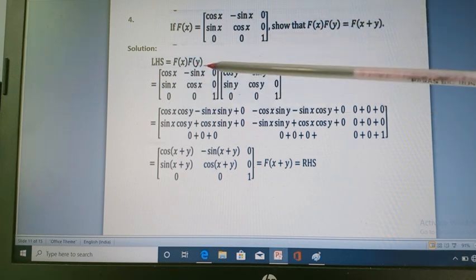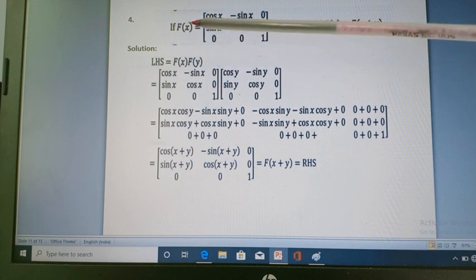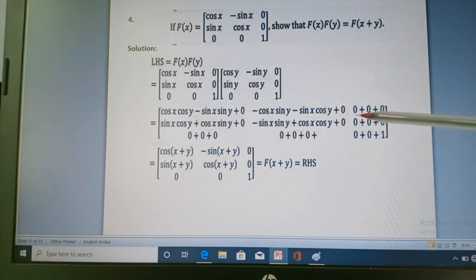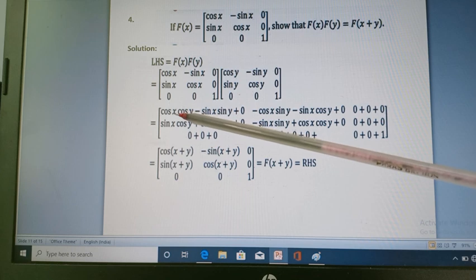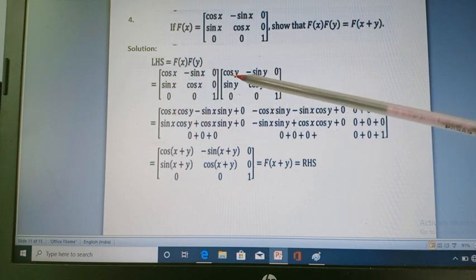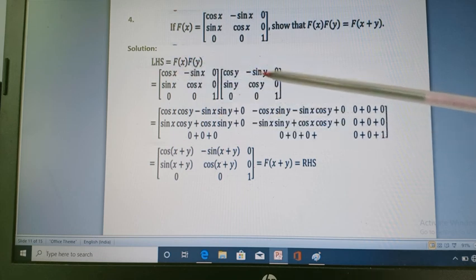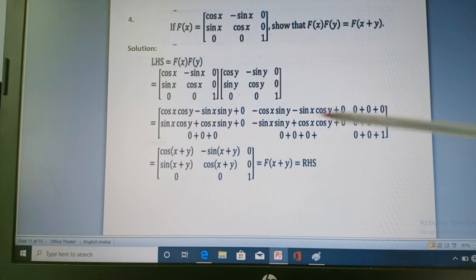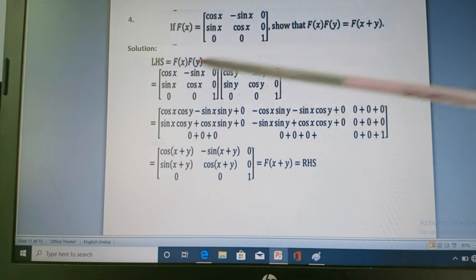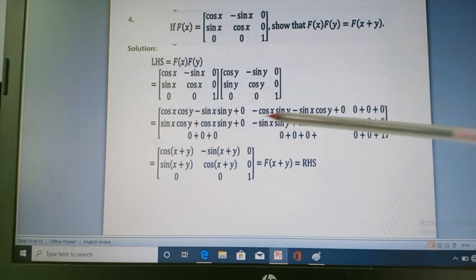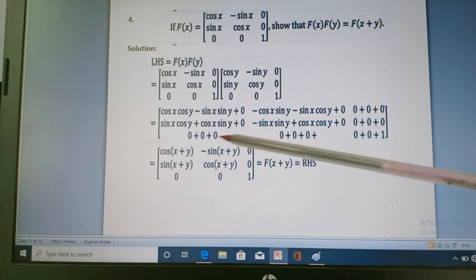So first to do the left hand side, we multiply f(x) into f(y). f(x) is given, and f(y) we get by putting the value of y in place of x. After multiplying these two matrices by using the multiplication law, the first entries will be cos x into cos y, sin x into minus sin y, 0 into 0; cos x into minus sin y, sin x into cos y, 0; 0 into 0, then cos x into 0, minus sin x into 0 becomes 0, and 0 into 1 is 0. Similarly, all the entries we can do, and after that we will get this.